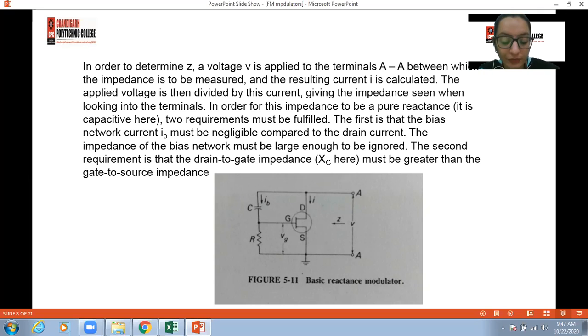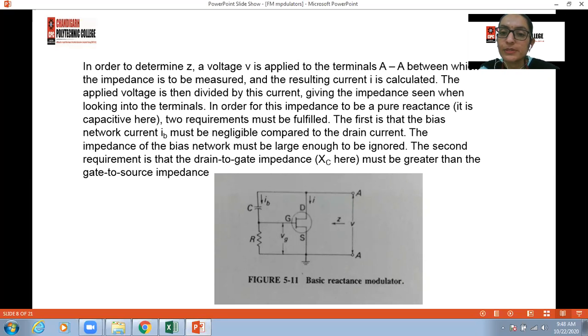The working of the FET reactance modulator can be well understood as follows. A voltage V is applied at the terminals A and A dash, between which the impedance Z is to be measured. In order to determine Z, a voltage V is applied between these terminals and the resulting current I is calculated. The applied voltage is then divided by the current, giving the impedance seen when looking into the terminals.